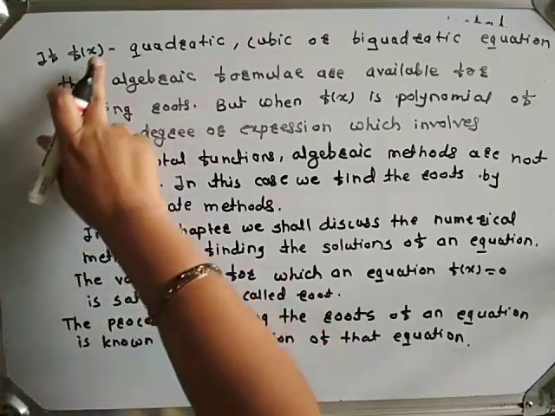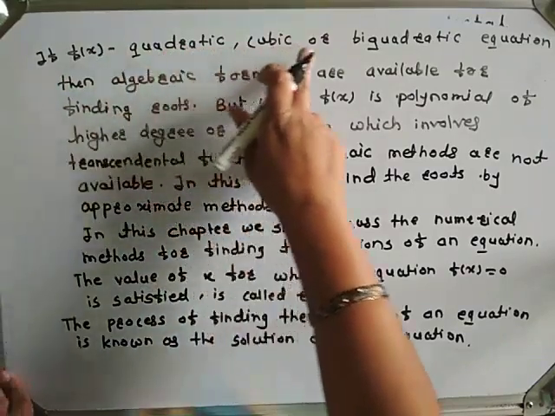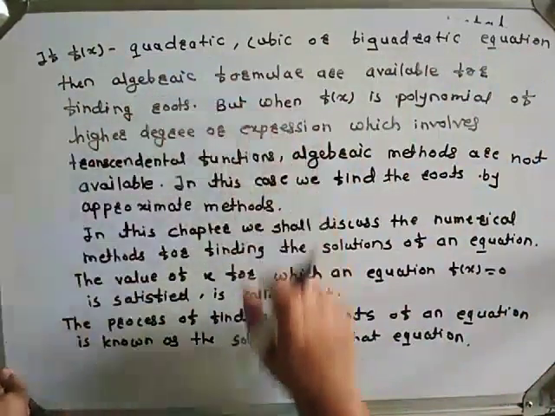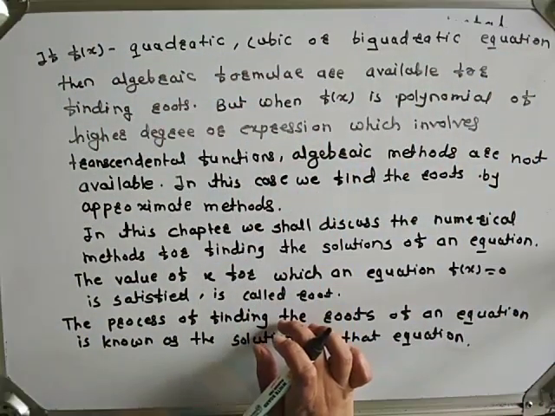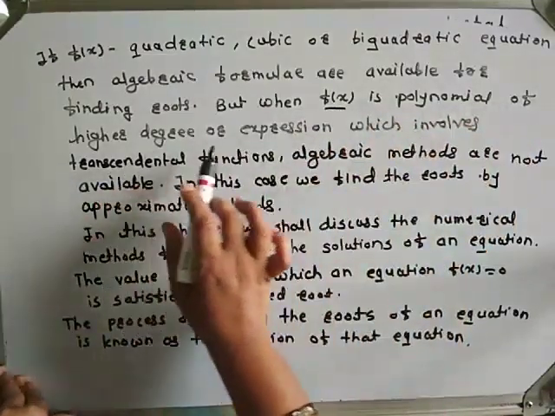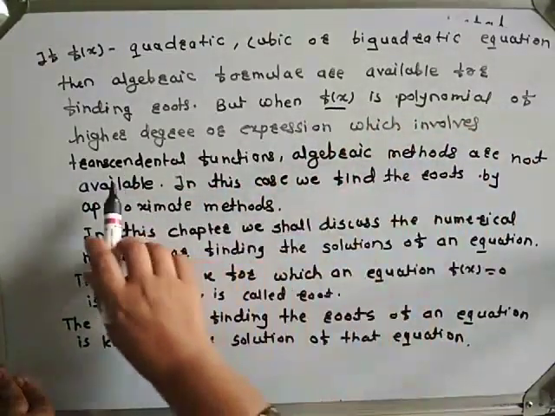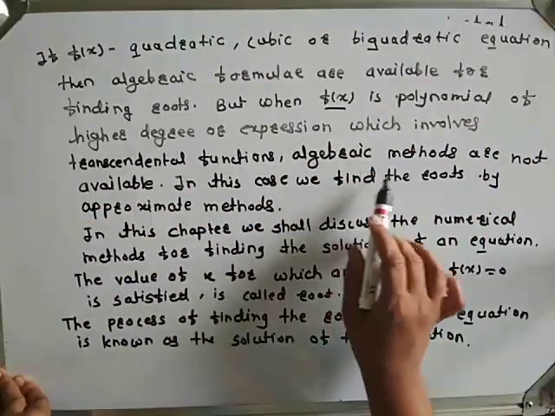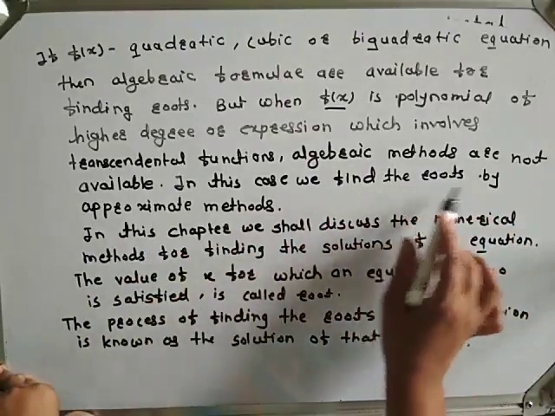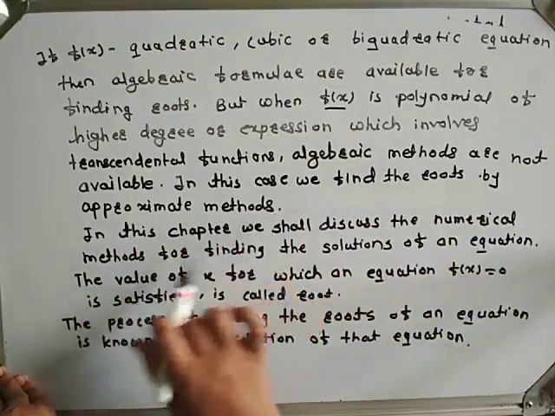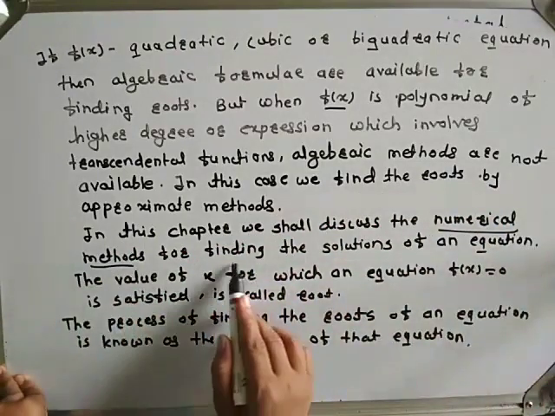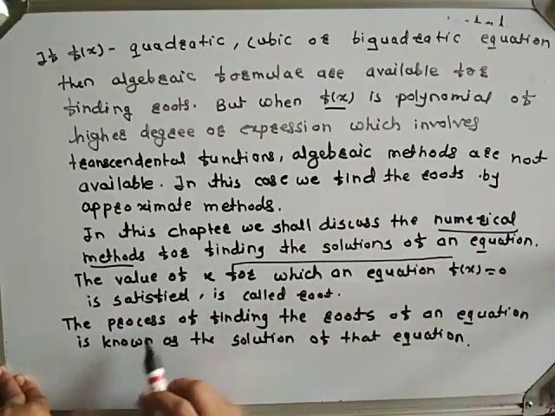See here students, if f of x is a quadratic, cubic or biquadratic equation, then algebraic formulas are available for finding roots. But when f of x is a polynomial of higher degree or an expression which involves transcendental functions, algebraic methods are not available. In this case, we find the roots by approximate methods. In this chapter, we shall discuss numerical methods for finding the solutions of an equation.